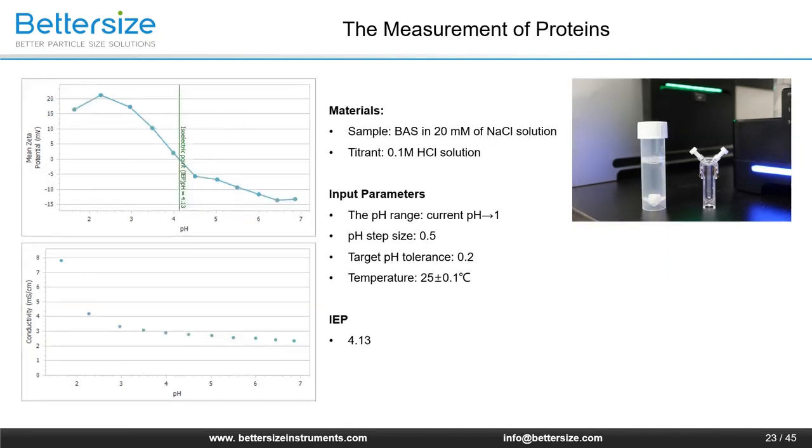The third case is the measurement of proteins. We prepared the sample by dissolving the BSA in a sodium chloride solution. The titrant was the hydrochloric acid solution. The titration range was from the current pH of around 7 to pH 1. The step size was 0.5, and the tolerance was 0.2. Finally, we got the Z potential of BSA as a function of pH. The IEP is around 4.1, so this BSA sample won't be very stable in acidic environments.